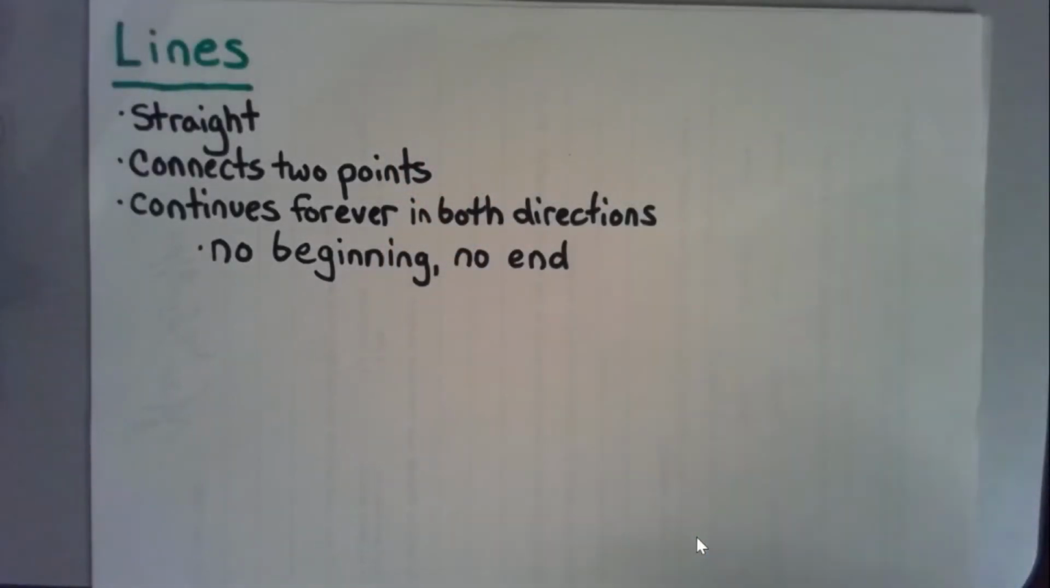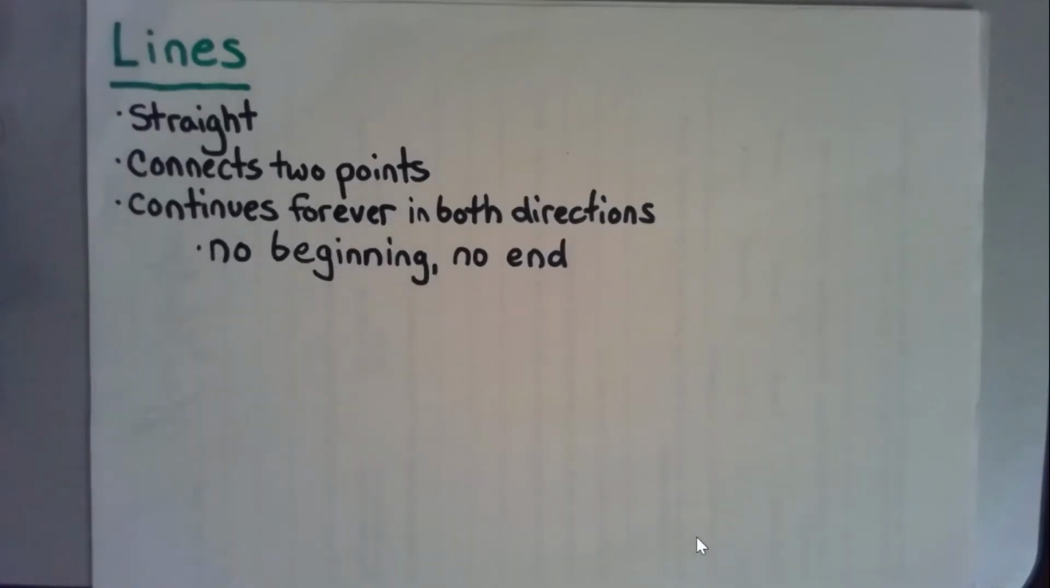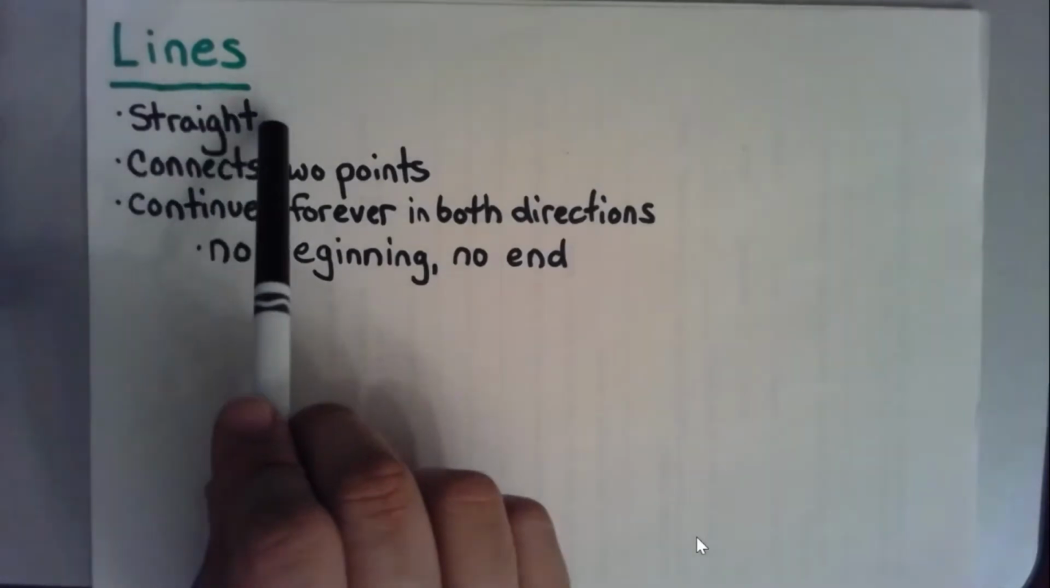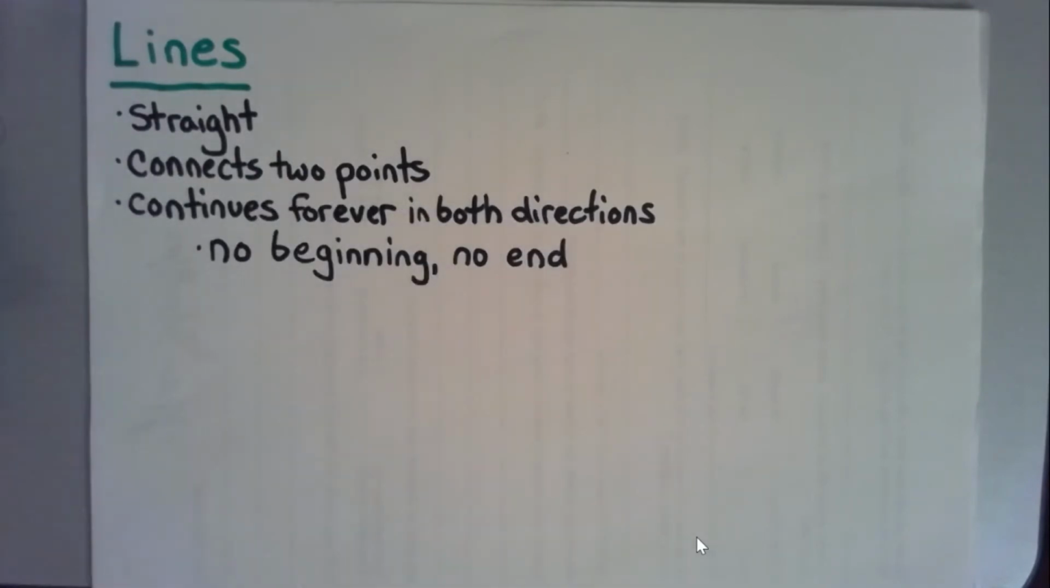Lines, remember, in the world of geometry, have a particular meaning. It's not just a line on a sheet of paper. So we know that lines, like the other figures we've learned about, are straight and they connect 2 points. The difference, though, between lines versus rays or line segments is that they continue on forever in both directions. There's no beginning and there's no end to a line.